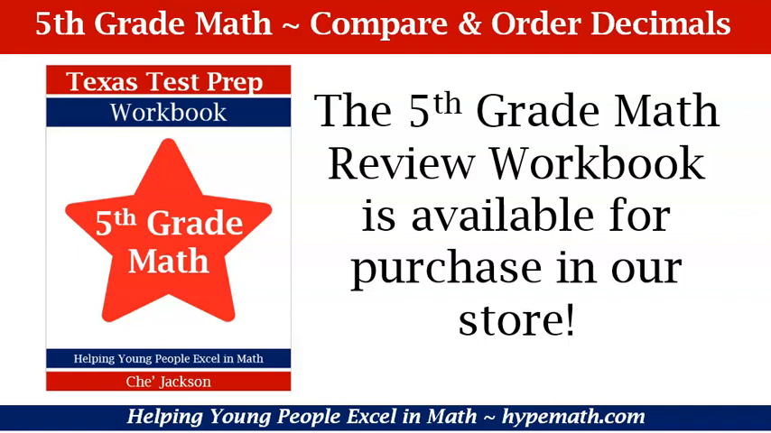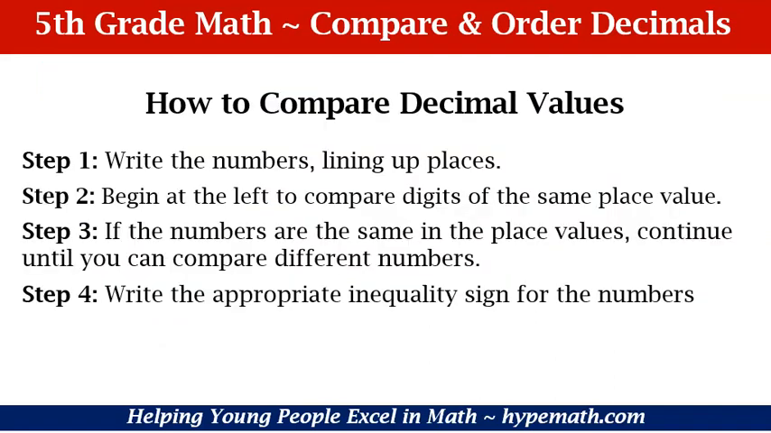Let's get started. How to compare decimal values. Step 1, write the numbers lining up places. Step 2, begin at the left to compare digits of the same place value. Step 3, if the numbers are the same in the place values, continue until you can compare different numbers. Step 4, write the appropriate inequality sign for the numbers.